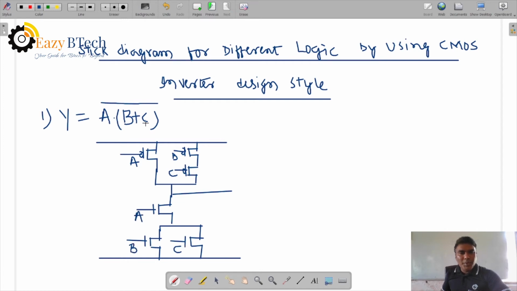A into B plus C is a logic, some Boolean logic. Now, according to this, we can draw the circuit diagram and then the stick diagram. Circuit diagram: A is AND logic, B plus C are parallel. So A is here series and A is parallel, B plus C are parallel, here is series. That's it. Okay. So what is a complement here?